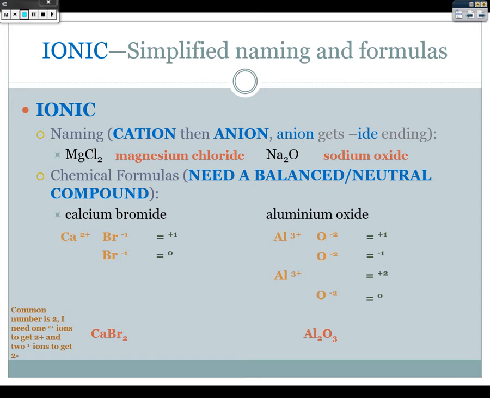Over here with the aluminum and oxygen, between 3 and 2, the common number is 6. And so in order to get 6 from 3, I need 2 3 pluses to get 6 plus, and 3 2 minuses to get 6 minus and have it neutral and have it be even. So that's why I have Al2O3. Whichever methodology works for you, I don't care, but I wanted to put them both out there so that you can see where we're going, because some people were having a hard time with common numbers. Okay?